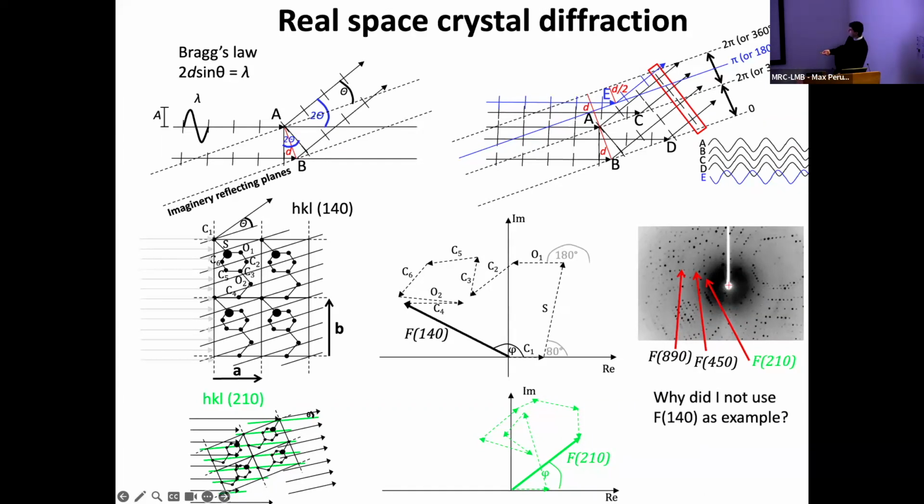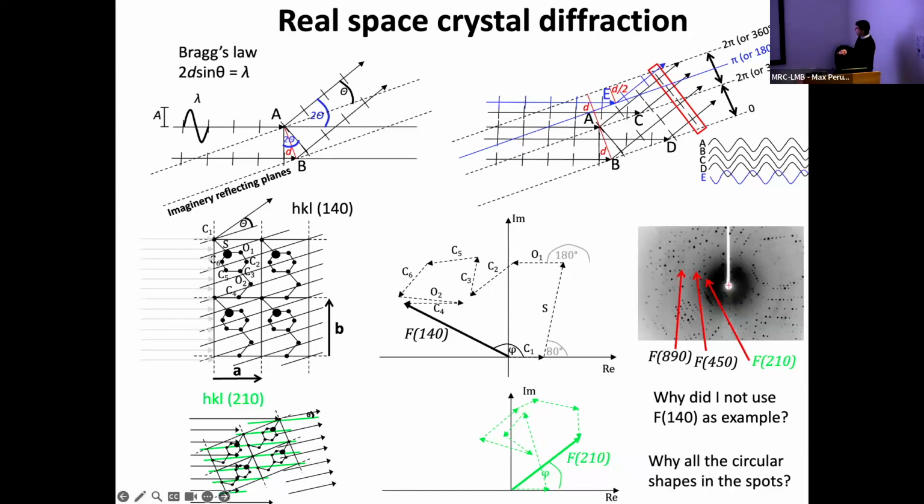Why did I not use F140 as an example on here? I just took two different examples because, as we know, 2-110 and 140 cannot be found in the same image. This one is diffracting on the detector in this orientation, but this one would not, so the crystal needs to be rotated. So I know that these two reflections will end up on two different images of the detector.